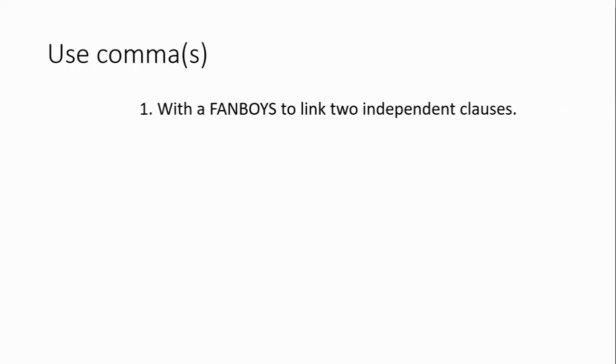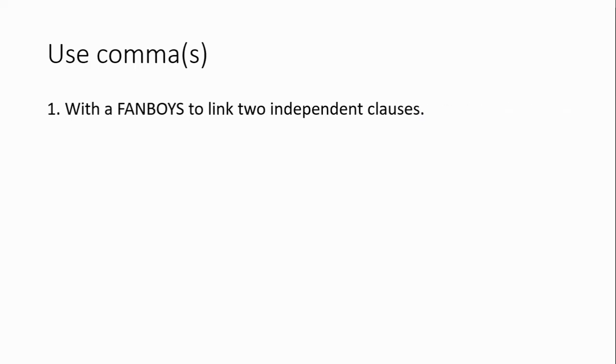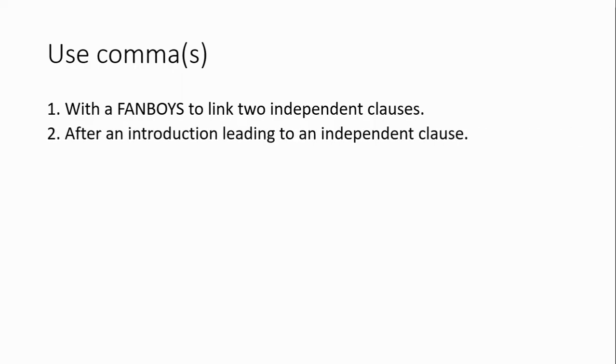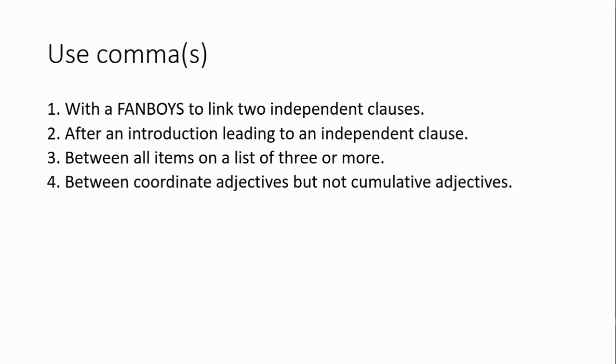In comma usage part 1, we learned 4 rules for using commas. With one of the fanboys, coordinate conjunction to link two independent clauses. After an introduction, as long as that introduction is leading to an independent clause. Between all items on a list of 3 or more. And between coordinate adjectives but not cumulative adjectives. And again, these were topics we covered in comma usage part 1.